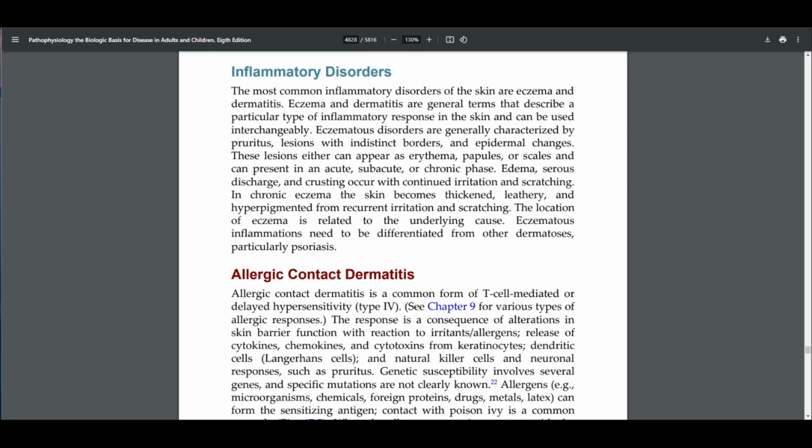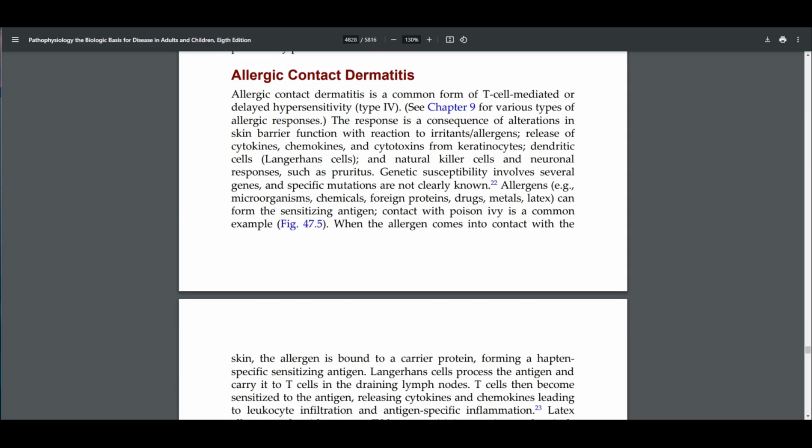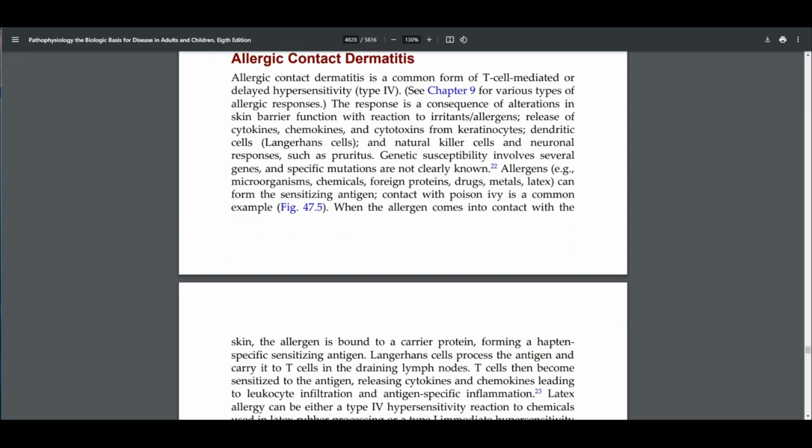The location of eczema is related to the underlying cause. Eczematous inflammations need to be differentiated from other dermatoses, particularly psoriasis. Allergic contact dermatitis. Allergic contact dermatitis is a common form of T-cell mediated or delayed hypersensitivity type 4. Again, that was discussed in chapter 9.